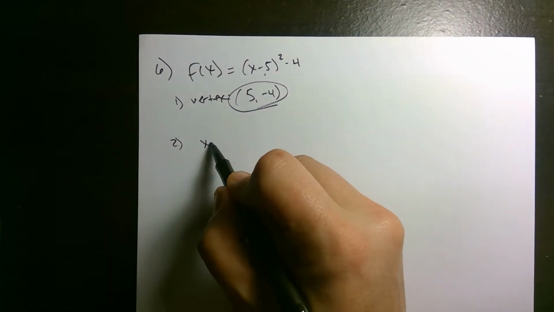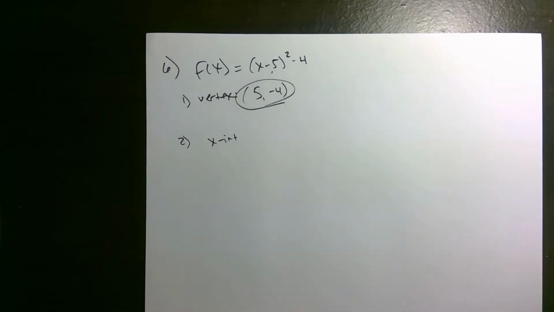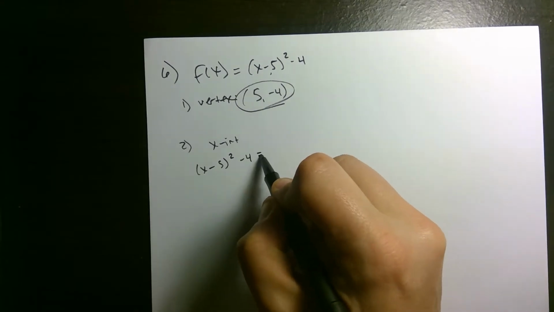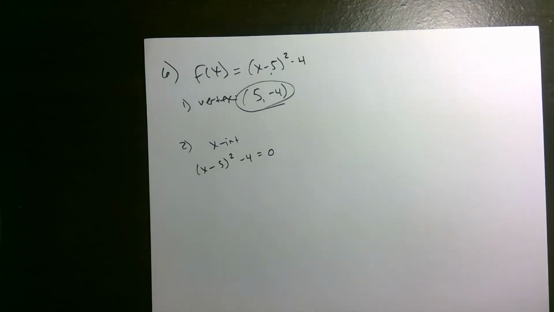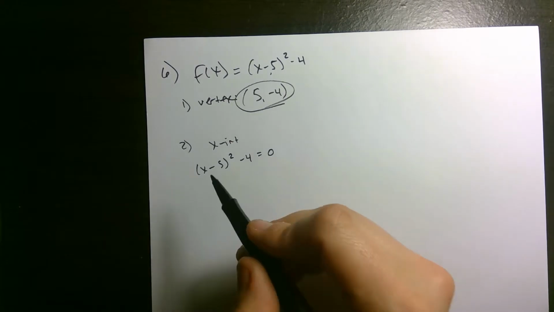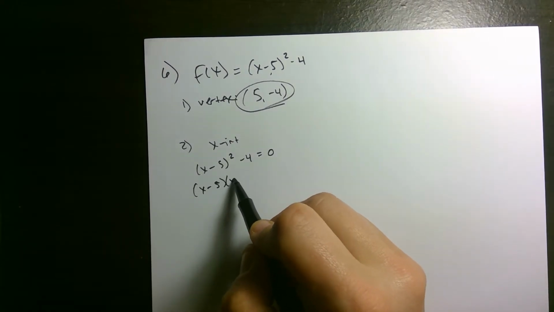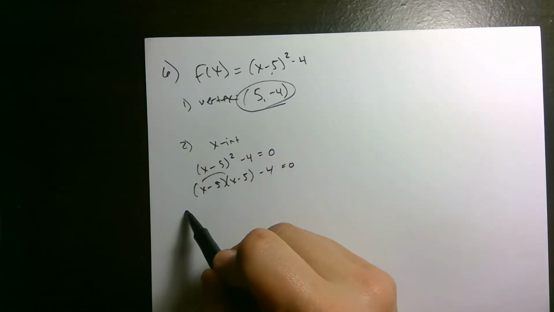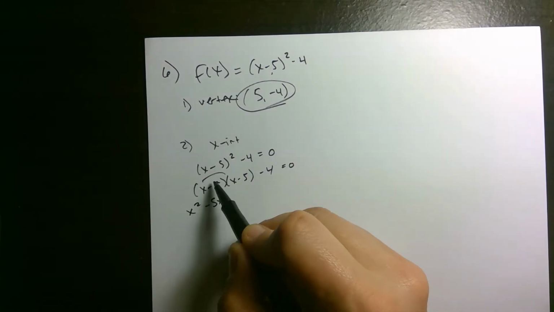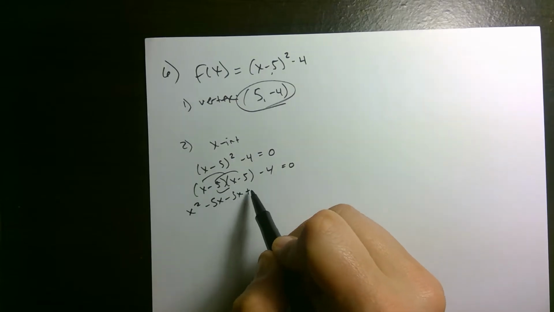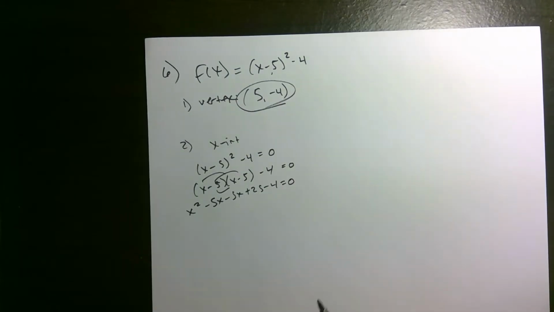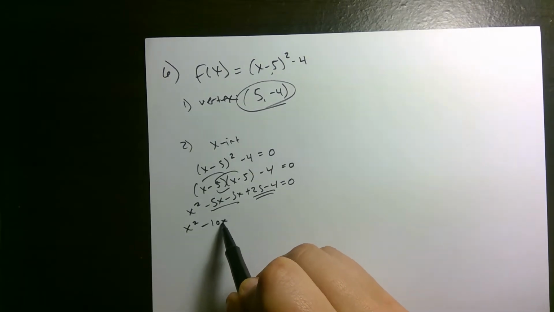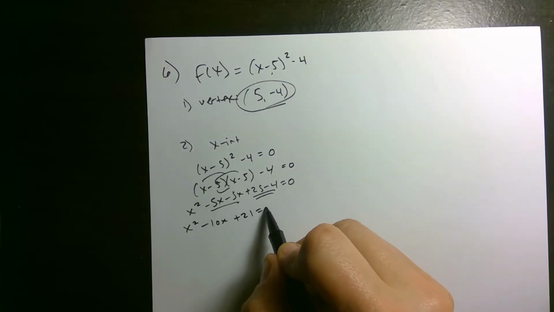Now, step number 2 is my x-intercepts. So I'm going to say, all right, (x minus 5) squared minus 4, I'm going to set it equal to 0, and then solve for the x-intercepts. So I'm going to FOIL this out. x minus 5 times x minus 5, my minus 4 is still there, equals 0. So here I go: x squared minus 5x minus 5x plus 25 minus 4 is 0. I'm going to combine my like terms, so I get x squared minus 10x plus 21 equals 0.